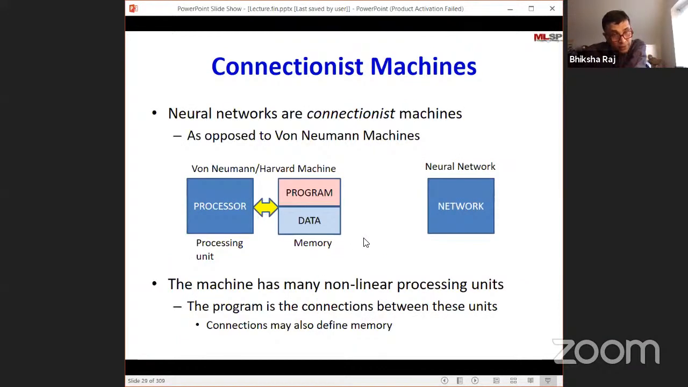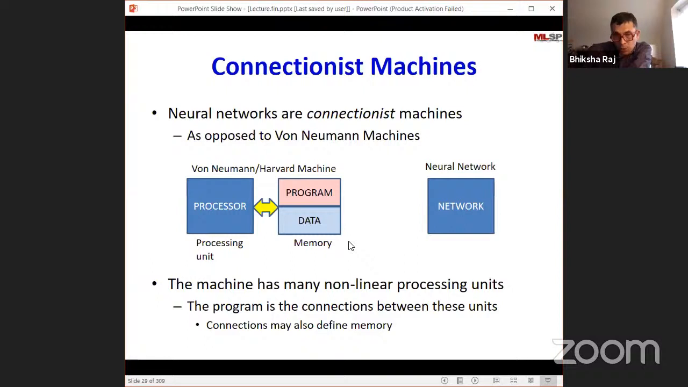Now, this is very different from your computer, your laptop, your desktop, or even your phone. Those machines are based on von Neumann and Harvard architectures. You must all have encountered this in college, in some course, I'm sure. So in the von Neumann architecture, you have a processor, and then you have a separate memory structure. And the processor reads its programs and the data from the memory, and performs its operations. The Harvard architecture, which is just a minor modification of the von Neumann architecture, actually has separate memories for programs and data.